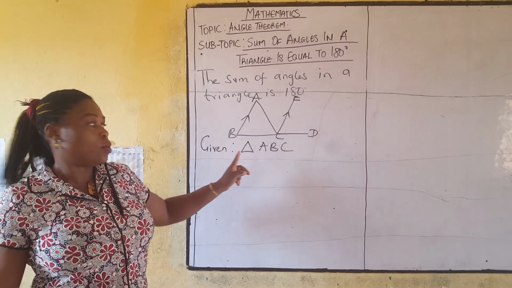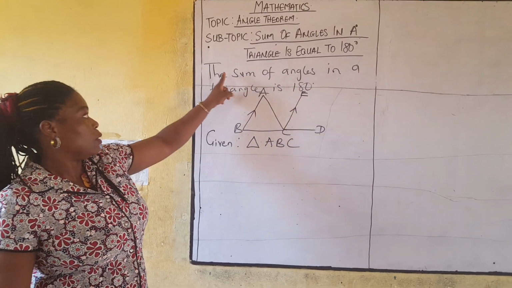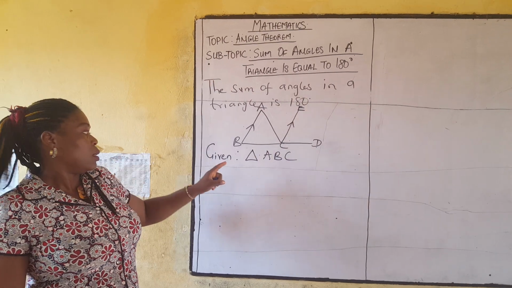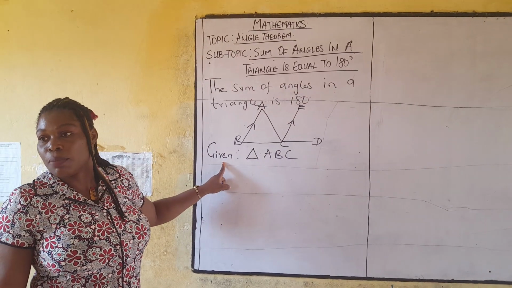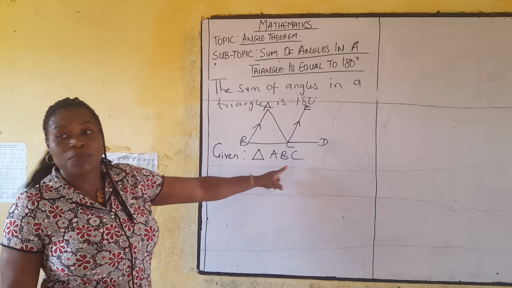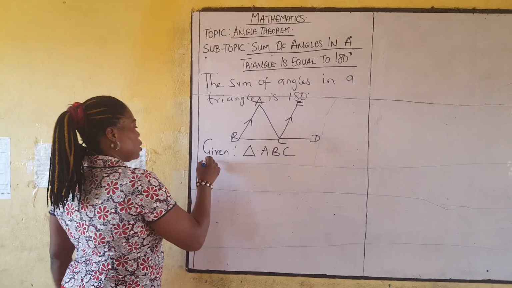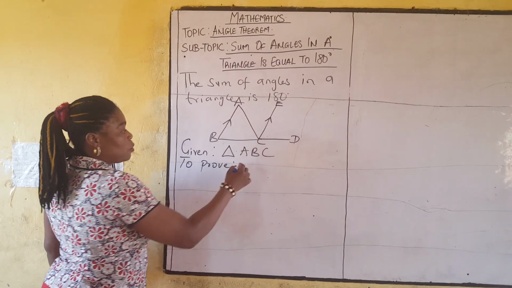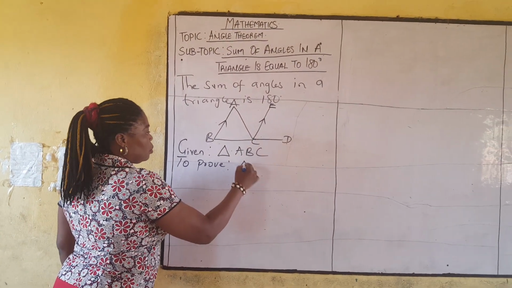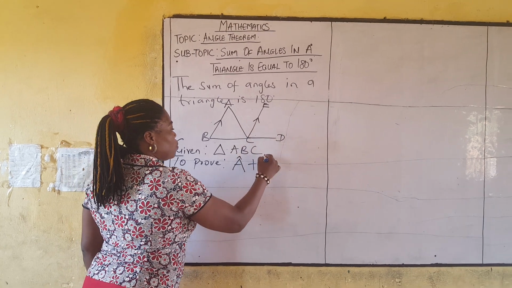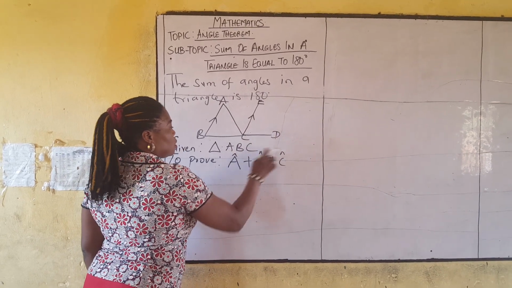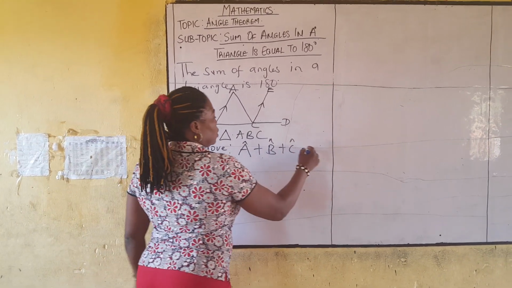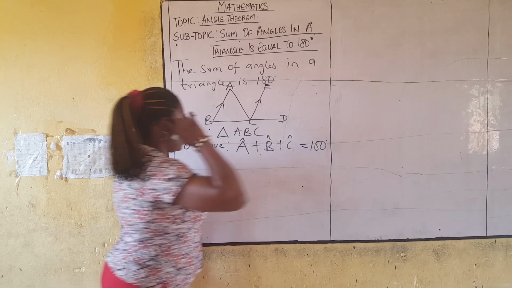Given triangle ABC. Okay, in the first instance you wrote it using statements. This one I am going to write using mathematical statements. So given triangle ABC. The second one is to prove. You are proving that angle A plus angle B plus angle C is equal to 180 degrees.